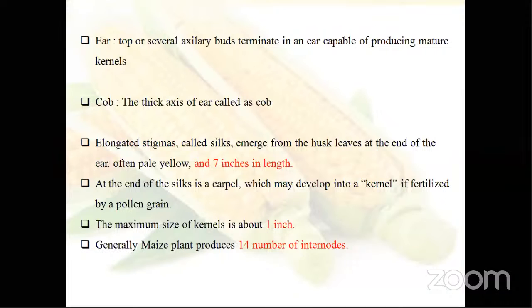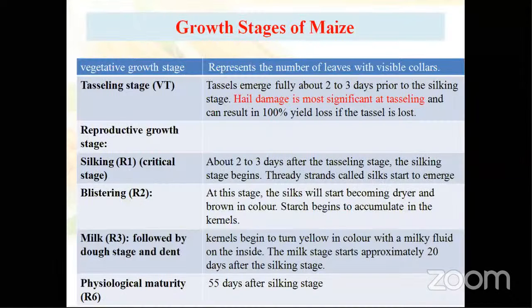Generally, the maize plant produces 14 internodes, as we just discussed. Some plants are short, some plants are long, but the internodes are on an average 14. Then coming to growth stages. First one is the vegetative growth stage, from emergence and germination up to the reproductive stage. That stage is represented by the number of leaves with visible collars. Then the tasseling stage, next one. Tasseling emerges fully about 2 to 3 days prior to the silking stage, as we just discussed, a 2 to 3 days gap between tasseling and silking.